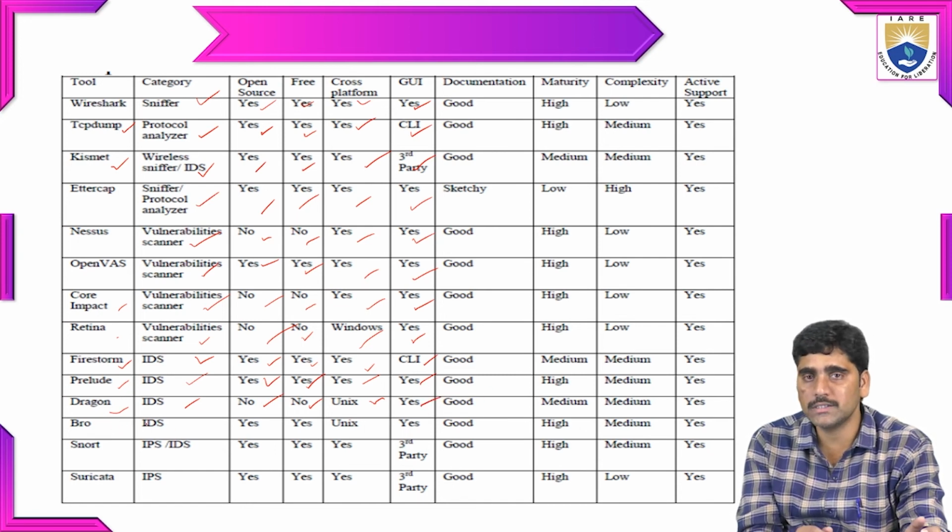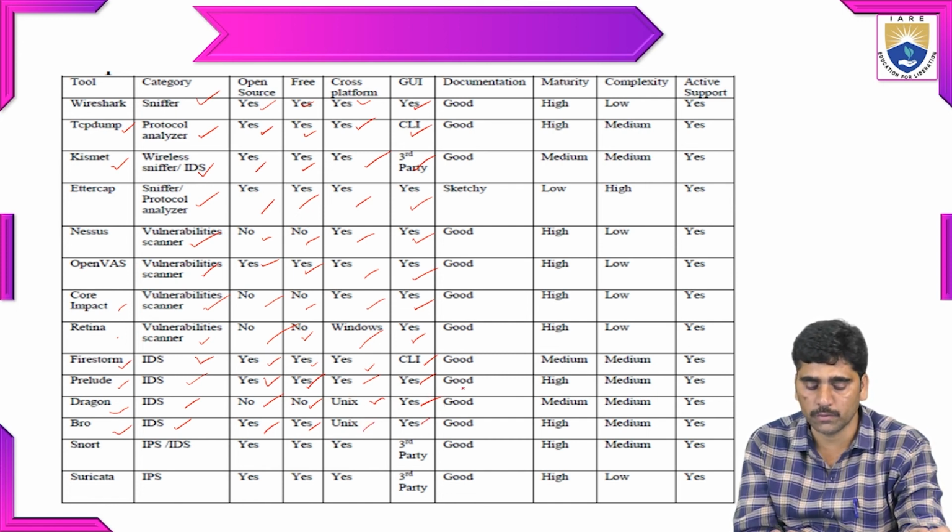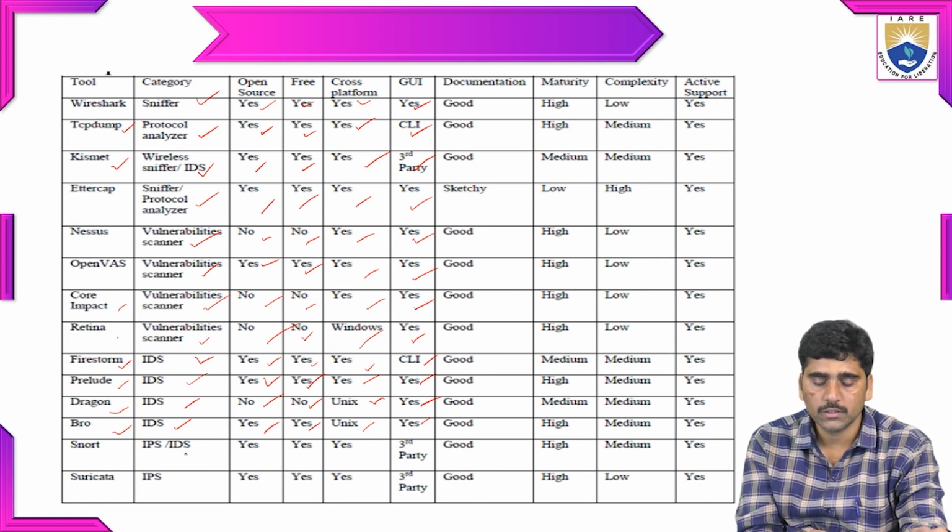And Bro or Zeek is an IDS tool, and it is open source and free of cost, it works only on the Unix operating system, and a GUI version is available. And Snort, so Snort is a type of IPS or IDS, that means intrusion prevention system or intrusion detection system tool, and it is open source, free of cost, cross platform, and the GUI version is third party.